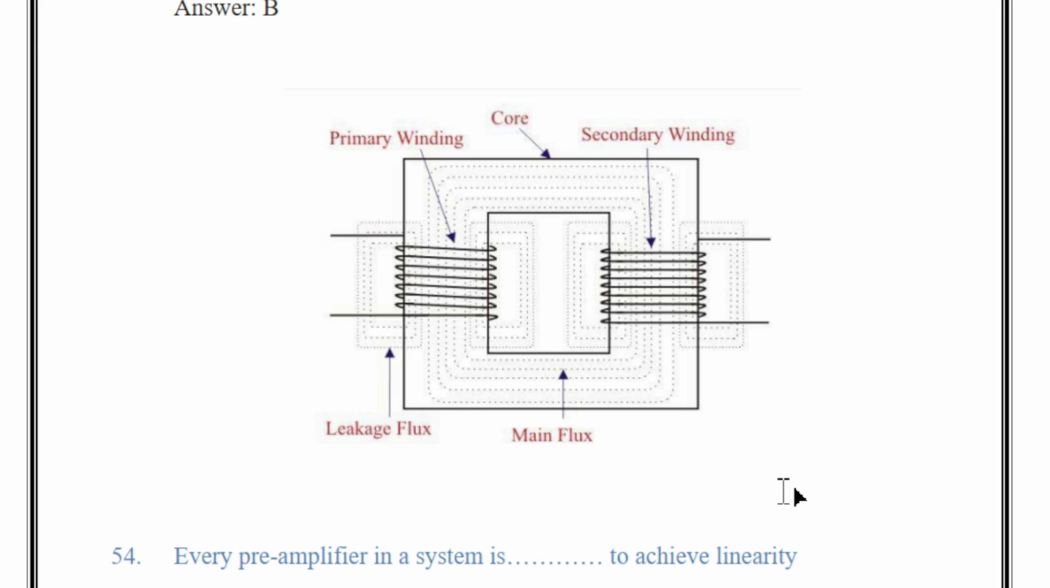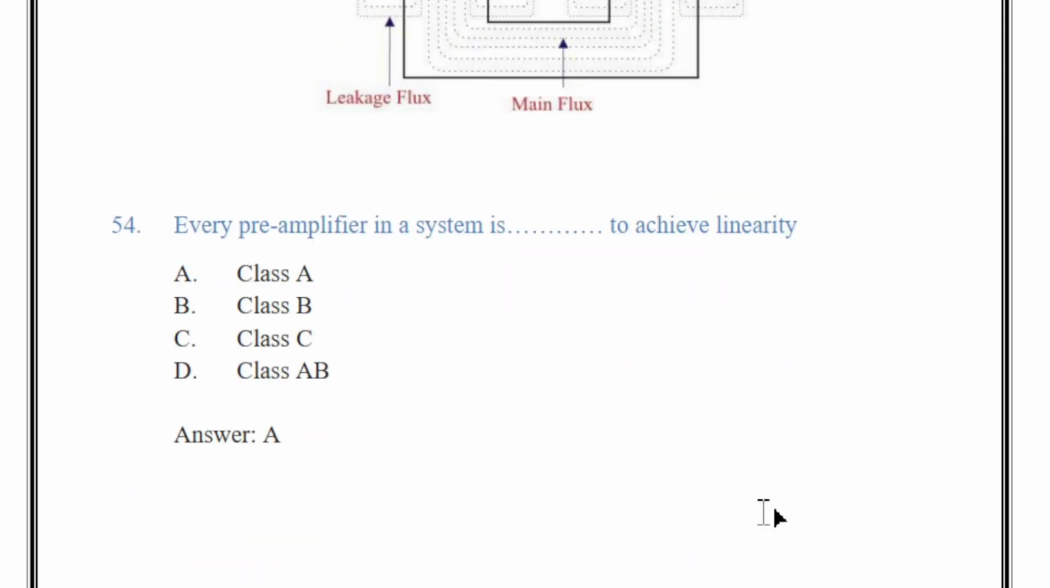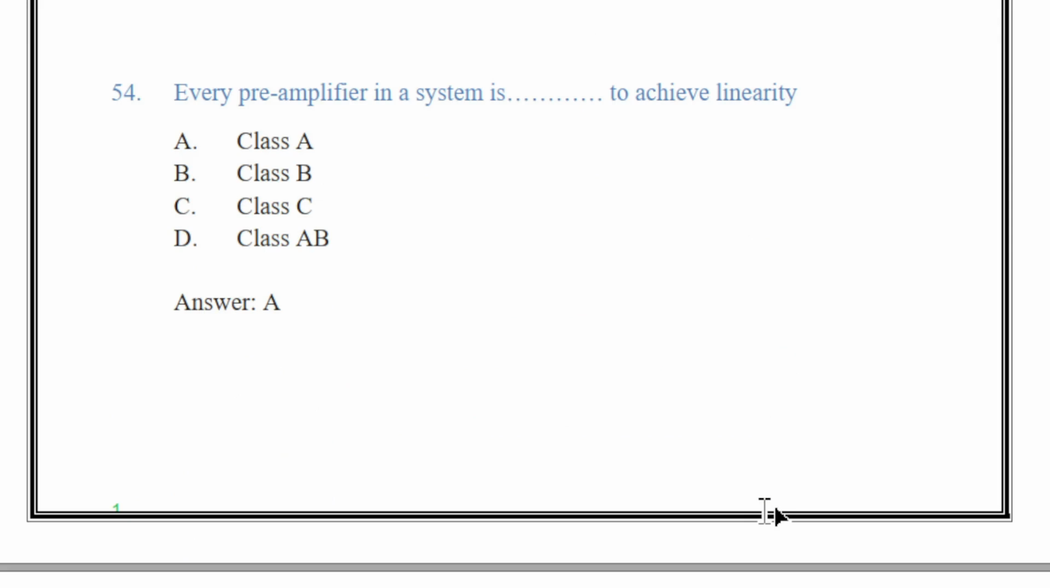Now we come to question number 54. Every amplifier system is dash to achieve linearity. There are four options. The correct answer is A.